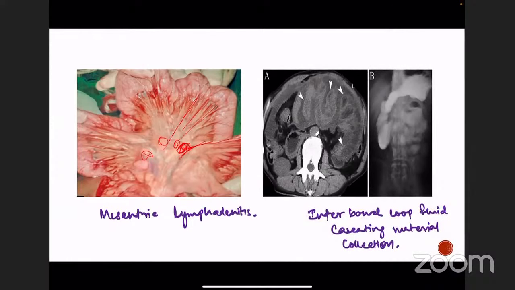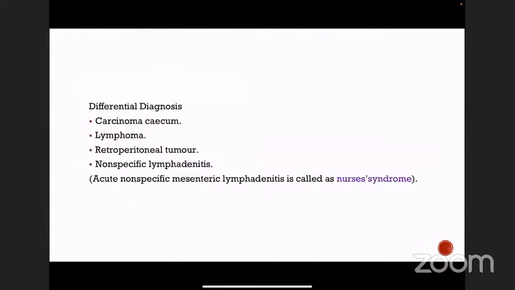This is the CT scan picture, which is showing an inter-bowel loop fluid caseating material collection. This is the bowel loop, and this black part is the collection. This is the inter-bowel loop collection you can appreciate, right? This is about the mesenteric lymphadenitis.